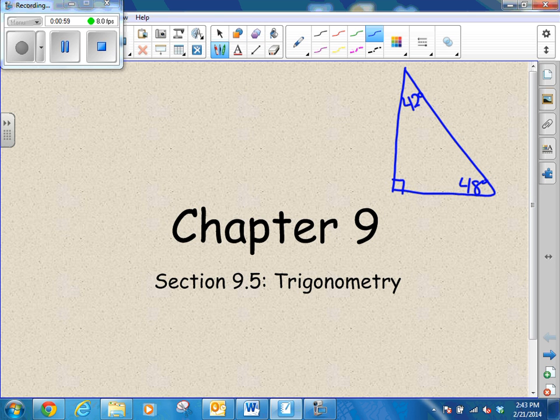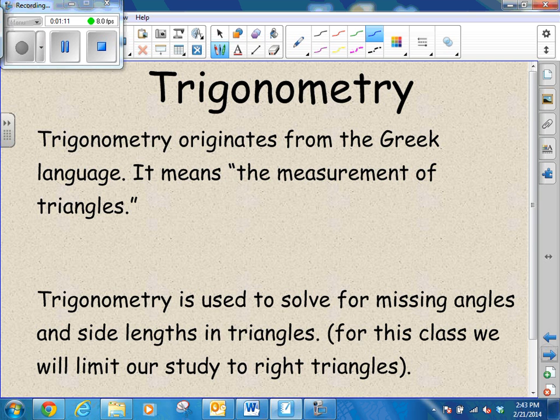No, we don't. On the board, you guys have been asking, what is SOHCAHTOA? What is that word? Well, that's how we solve this now. We use trigonometry. That's where SOHCAHTOA comes from. Trigonometry comes from the Greek language, and it literally means the measurement of triangles. For trigonometry to happen, you have to have a triangle, bottom line.